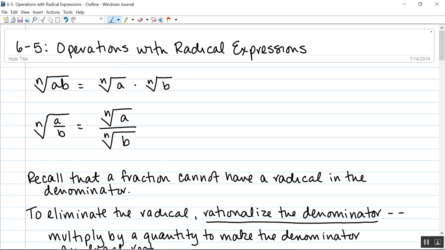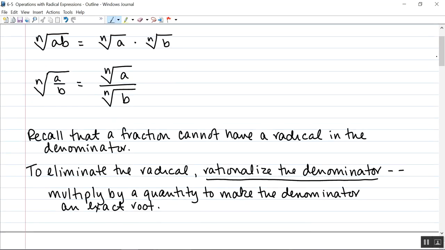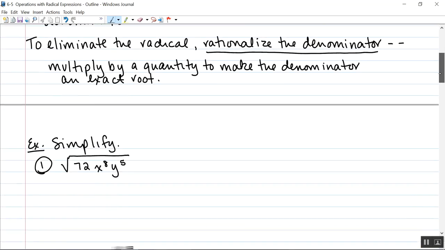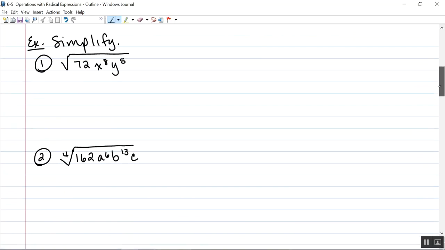And recall that a fraction cannot have a radical in the denominator. To get rid of that radical in the denominator, we need to rationalize the denominator. Literally, make the denominator a rational number. To do that, we're going to multiply by some quantity that makes the denominator an exact root. And we did this in Algebra 1 with square roots. This time we're going to do it with other roots. Let's take a look at a bunch of examples here.